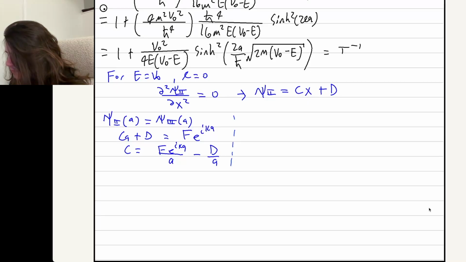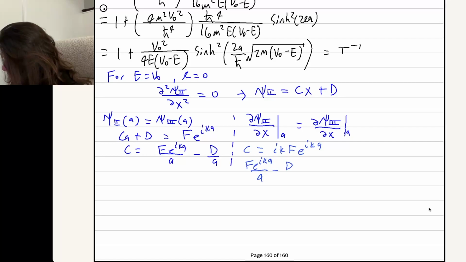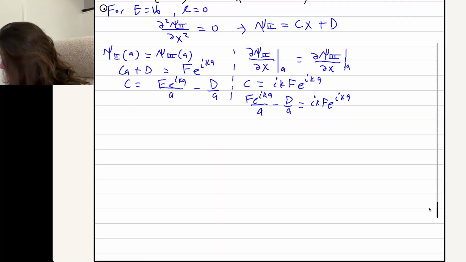The next boundary condition we can do is that the wave functions are smoothly varying at A. So del psi del x at A. We have just C on the left hand side, on the right hand side it's iK F e to the iKa. And then we can just plug in what we got for C, so F e to the iKa over A minus D over A equals iK F e to the iKa, and then we can use this to solve for D. So from this, it looks like D equals F e to the iKa times 1 minus iKA, just doing a bit of algebra there.